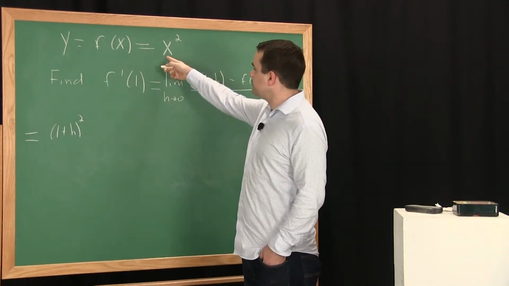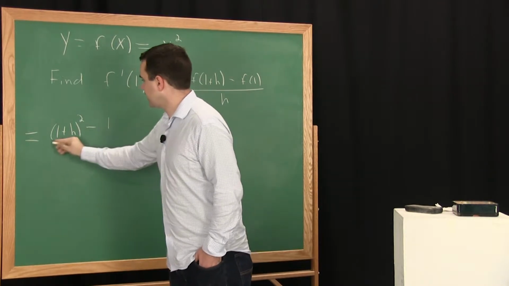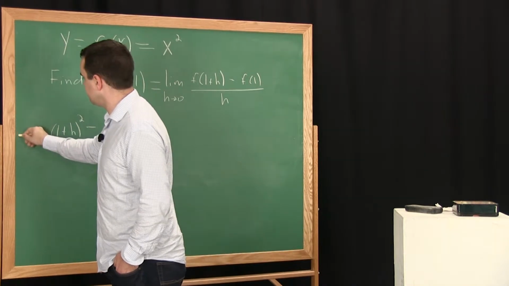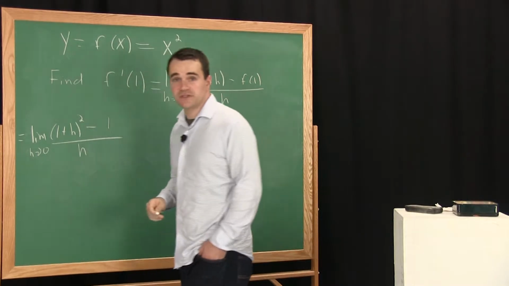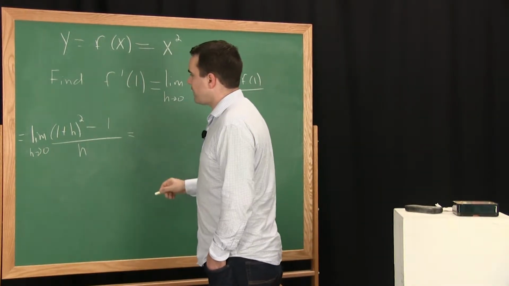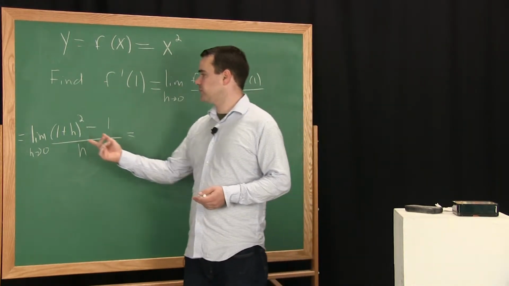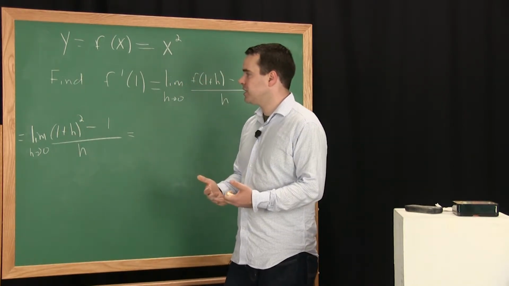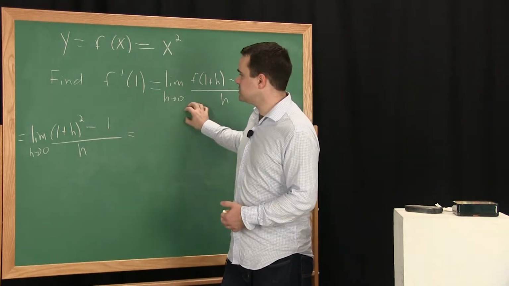The function is whatever your input is, square it. And my input is 1 plus h. I'm subtracting 1 squared, all divided by h. And then I'm taking the limit of that as h goes to 0. So that's this other definition of the derivative. Whereas the other definition required us to factor, this one requires us to do a different kind of algebra. It requires us to expand out. So if you like factoring, use the other definition. If you like expanding things out, use this definition.